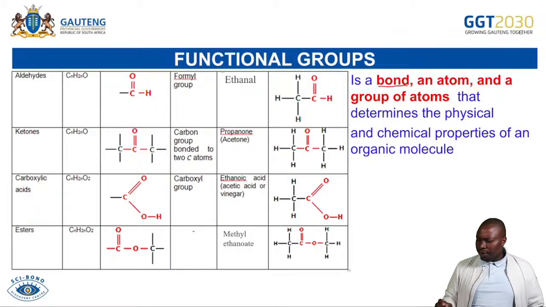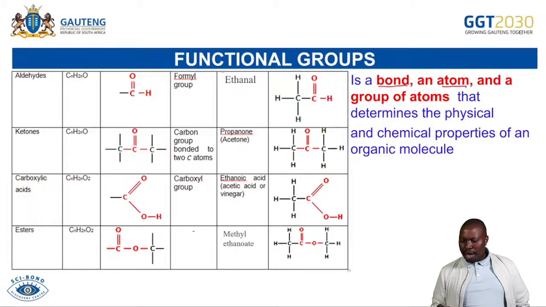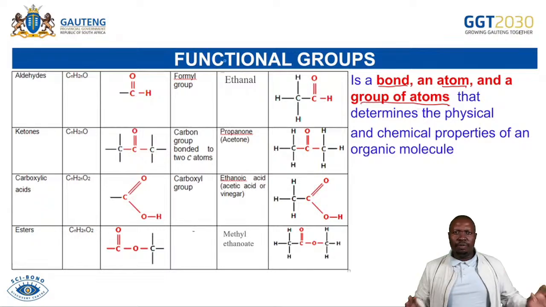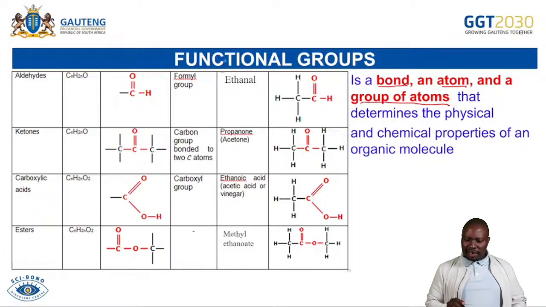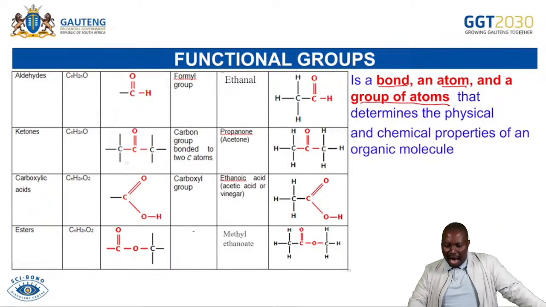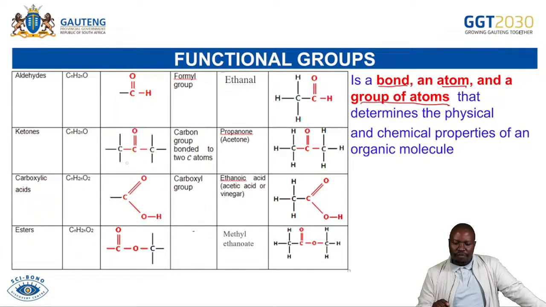Now we said it's an atom and a group of atoms. So you can see here, the ones that are written in red are a group of atoms. Now you can see that indeed a functional group is a group of atoms. In this case, they are written in red. So hence we're saying don't forget the definition. It's a bond, it's an atom, and a group of atoms.